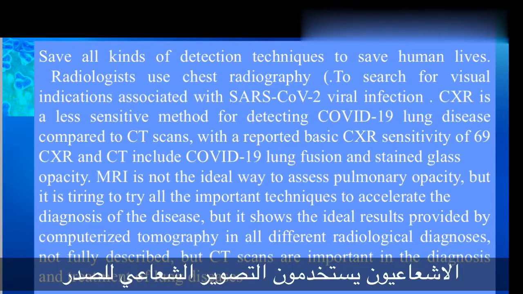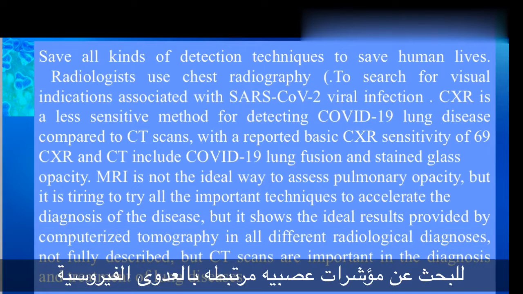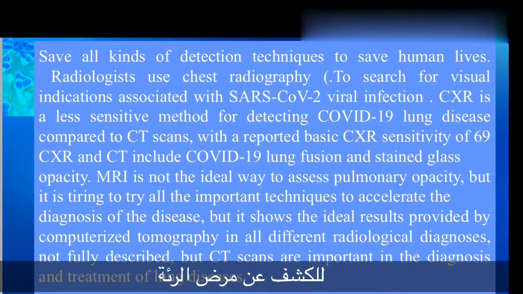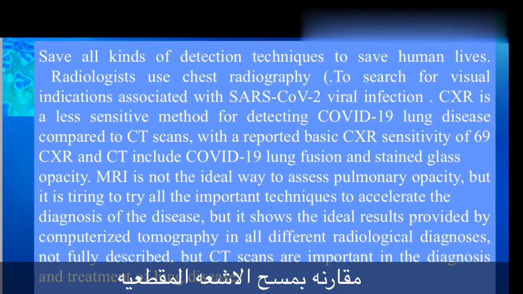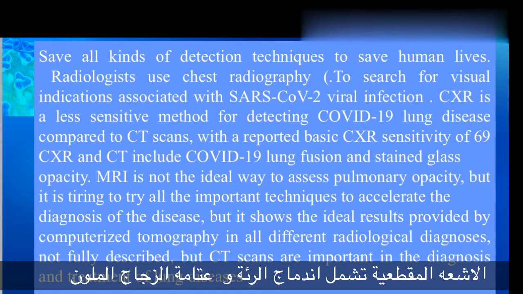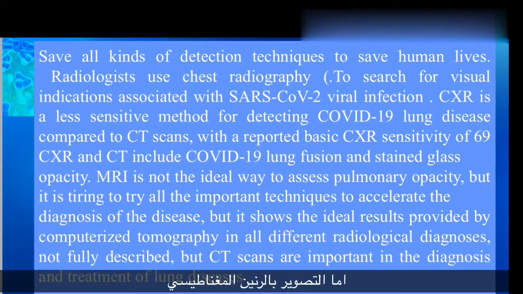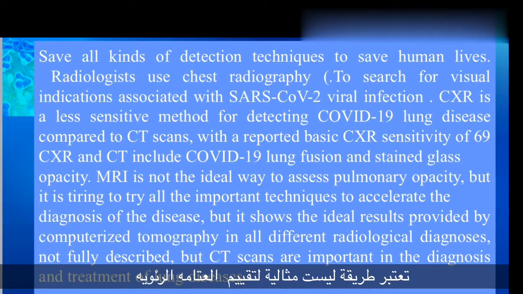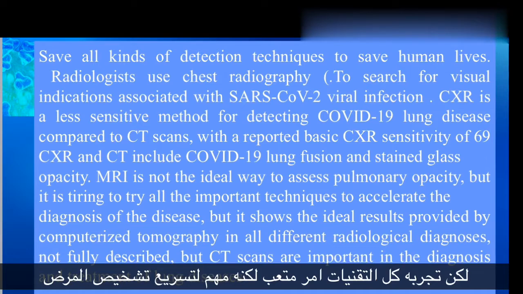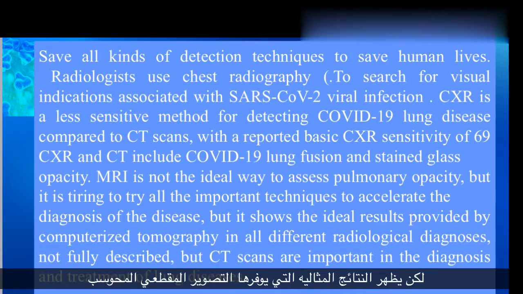Radiologists use chest radiography to search for visual indications associated with SARS-CoV-2 viral infection. X-ray is a less sensitive method for detecting COVID-19 lung disease compared to CT scan, with a reported basic X-ray sensitivity of 69%. X-ray and CT scan show COVID-19 lung findings such as ground glass opacity. MRI is not the ideal way to assess pulmonary opacity, but it is important to try all technologies to accelerate the diagnosis of the disease.